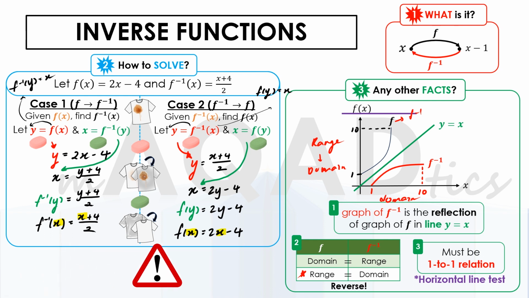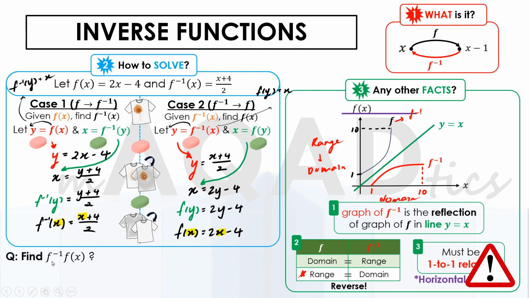So another additional question. What is the value of f inverse of f of x? Okay, so if we try to calculate f of x, we just substitute the value 2x minus 4 here. Then we substitute this 2x minus 4 into this function, so x here will become this value. Okay, and you see that the answer is x, which is the original value x.